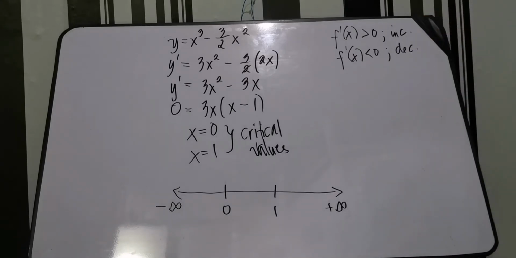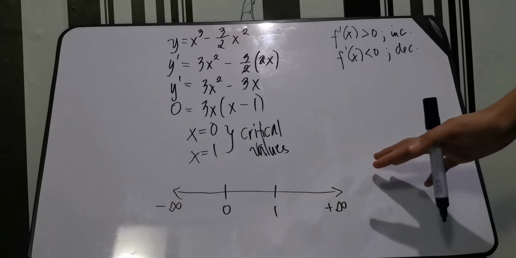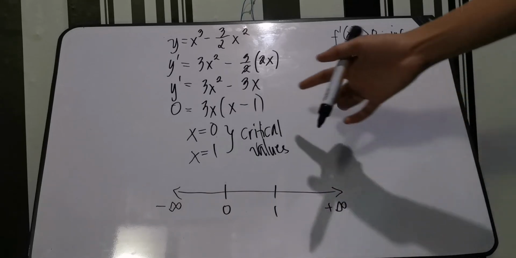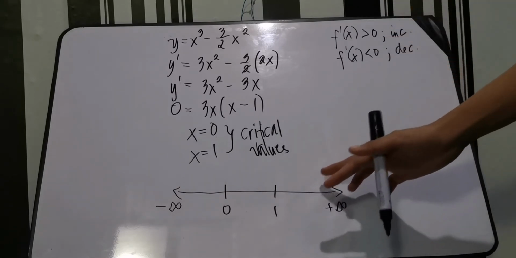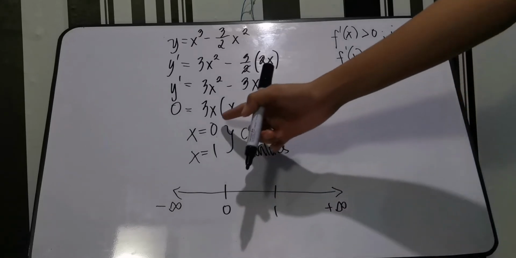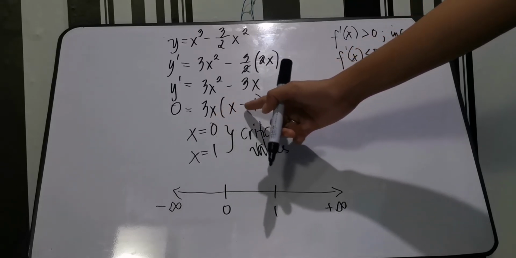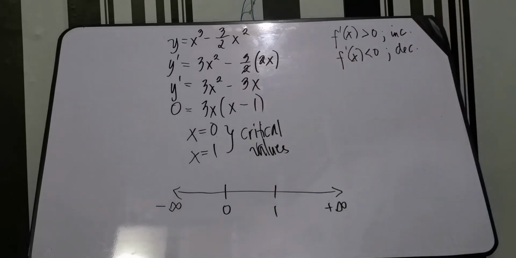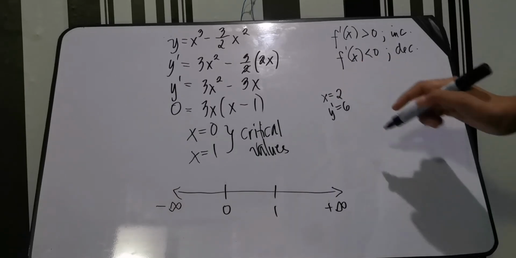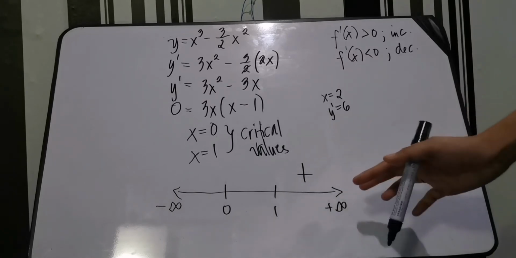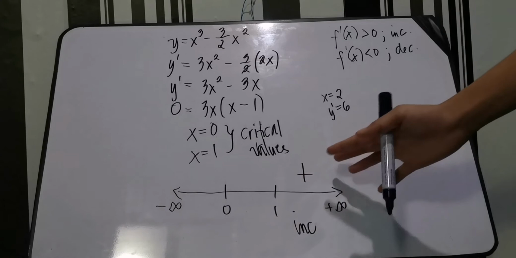So we will substitute in this part. This part is positive numbers, so we substitute into the derivative to see the result. Let's say positive 2. So with x equal to 2, 3 times 2 is 6, times 2 minus 1 is 1. So if x is 2, y prime is 6. Therefore, the function is increasing, because it is positive, or greater than 0.